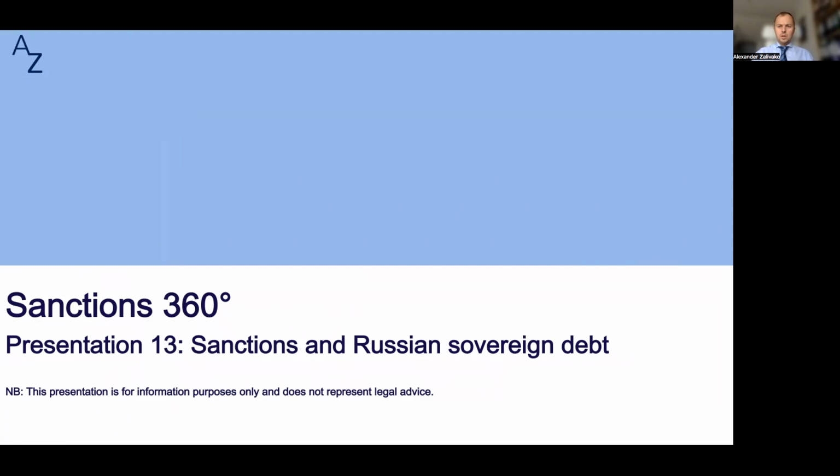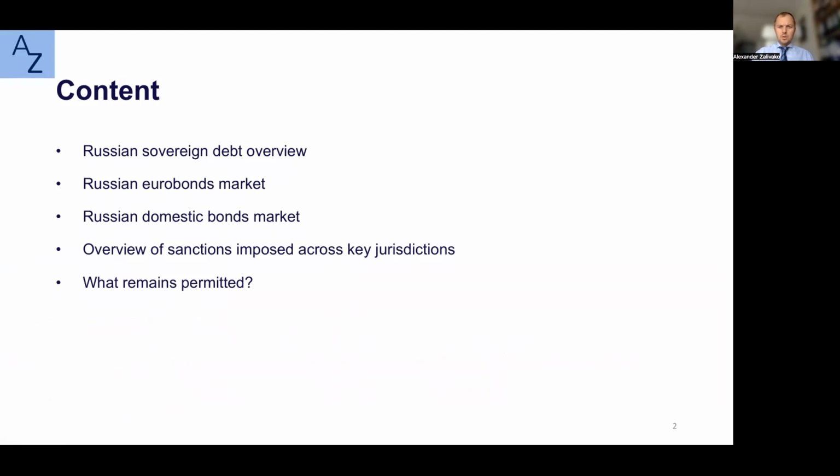We will look today at the complex interaction between sanctions and sovereign debt, and we will take Russia as a case study to consider the complexities of the issue. More specifically, we will follow the following logic of the presentation.